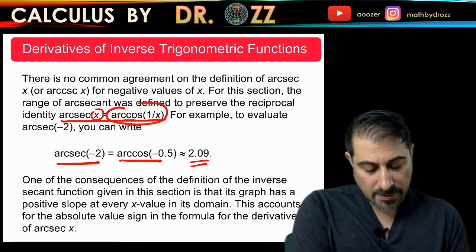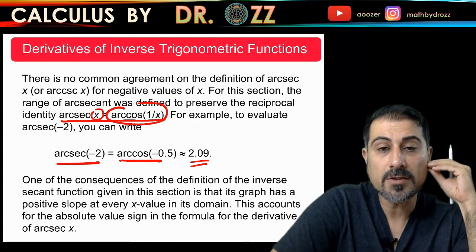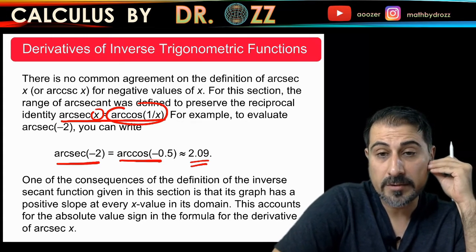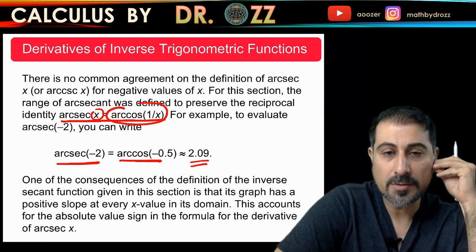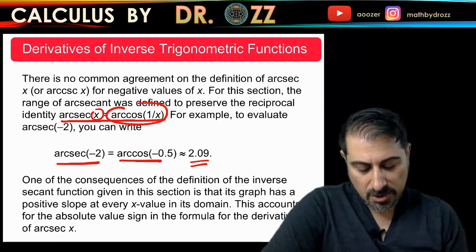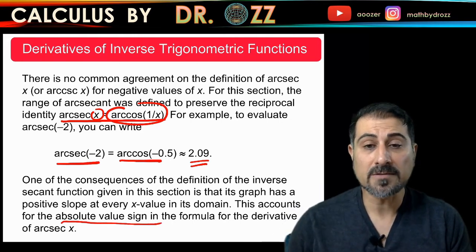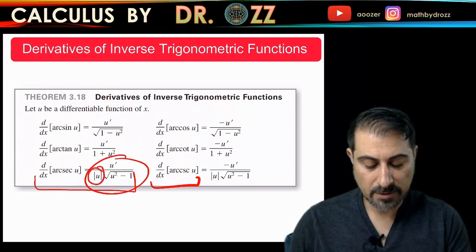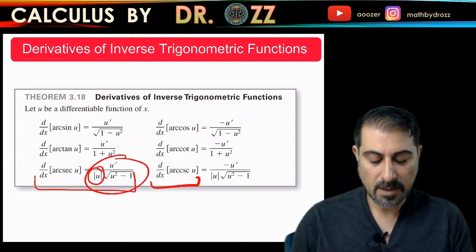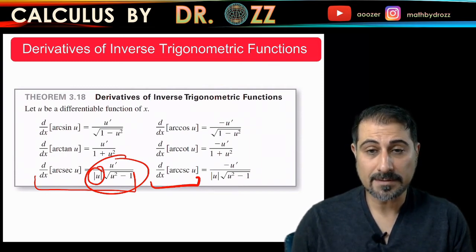And another one is that the inverse secant function, if you look at its graph, has a positive slope at every x value on its domain. It's essentially because of the absolute value sign in its formula, which is right here. Okay, so you have the absolute value sign here. So for that reason, you have the slopes coming out positive.